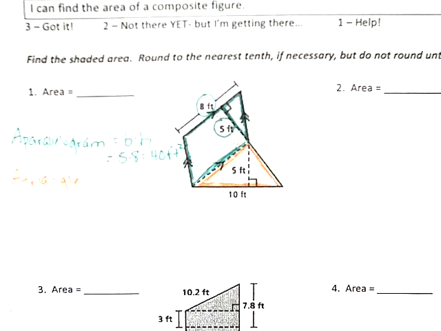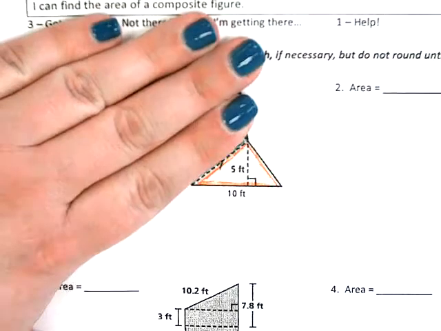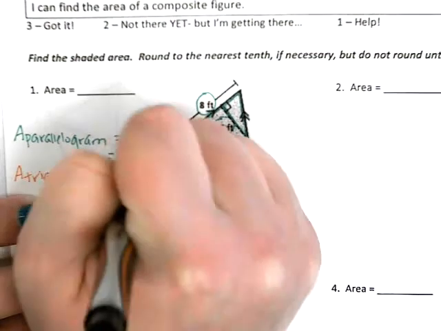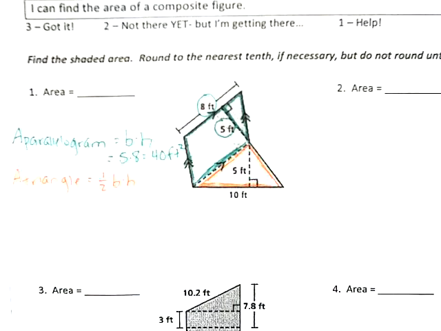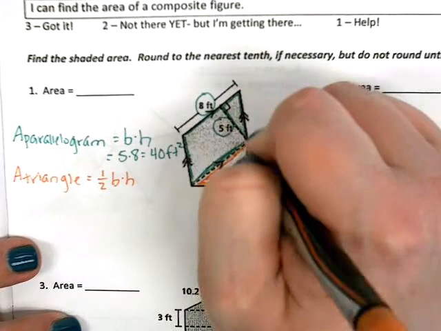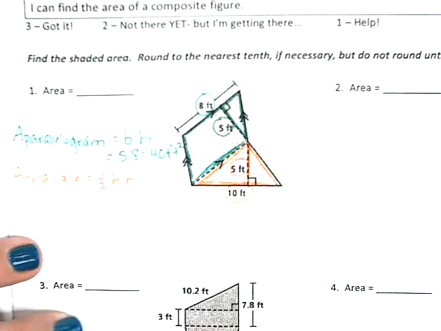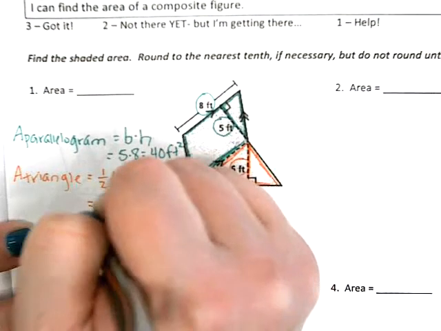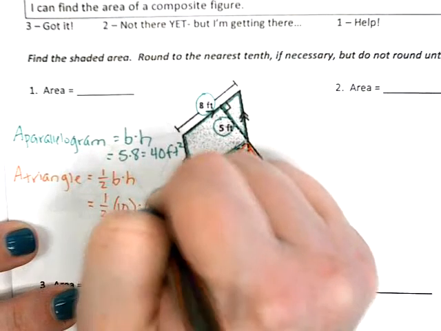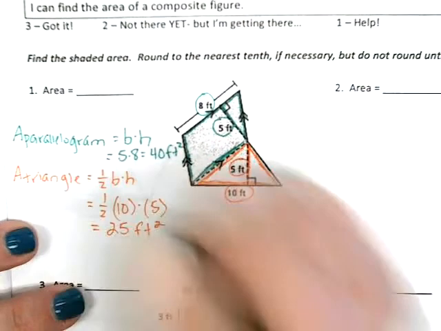Now we're going to do the same thing but with the triangle. Ignore the parallelogram that's there and focus just on the triangle. Area of a triangle is 1/2 base times height. And again, base and height have to be perpendicular to each other. We luck out that we were given those right away also. We've got the height of 5, and it's perpendicular to that base of 10. So it's 1/2 the base, which is 10, times the height, which is 5. That comes out to 25 feet squared.